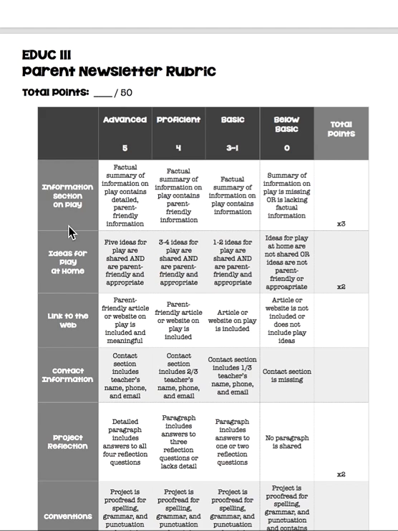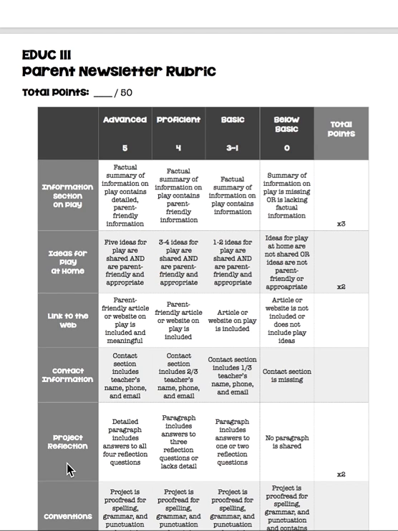It is going to look at your information section, that you include a factual summary of the information that is detailed and family friendly. Your ideas for play at home will have 5 ideas for play and are parent friendly and developmentally appropriate. Your link to the web section will include a parent friendly article or website on play, and it's meaningful. Your contact information is provided. Remember, you need to include teacher name, phone number, and email.